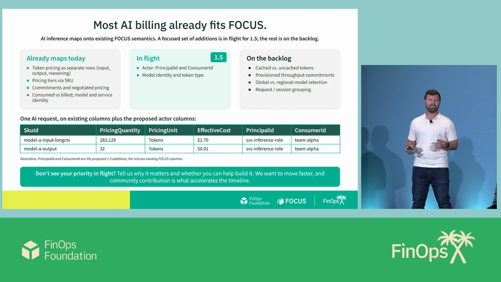Focus already has the schema to support a lot of the dimensions that you're using within your AI use cases today. So token pricing for inputs and outputs and reasoning. Your pricing tiers, they map neatly into our SKU details and our SKU properties. The ideas of commitments and negotiated agreements and provisioned throughput, these are the types of dimensions that already exist. Like these are strong parallels between what you're already used to within public cloud.